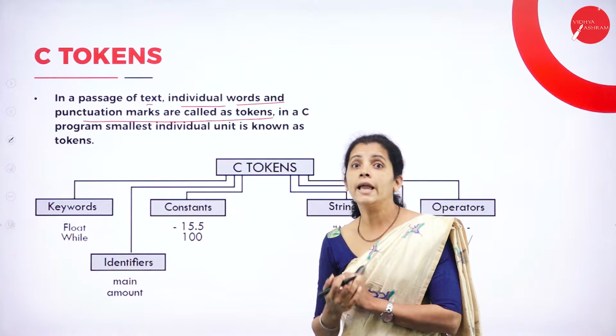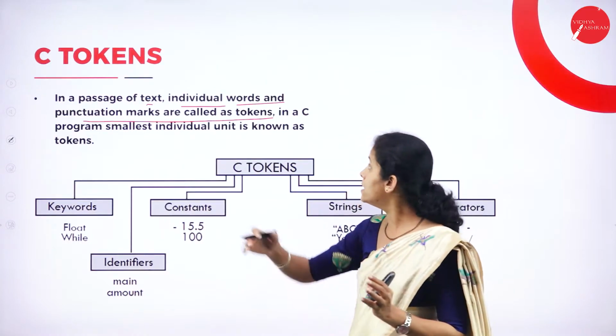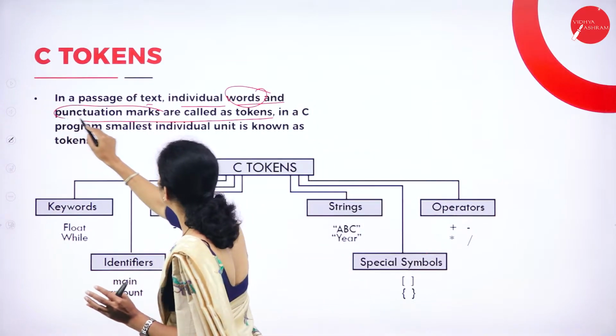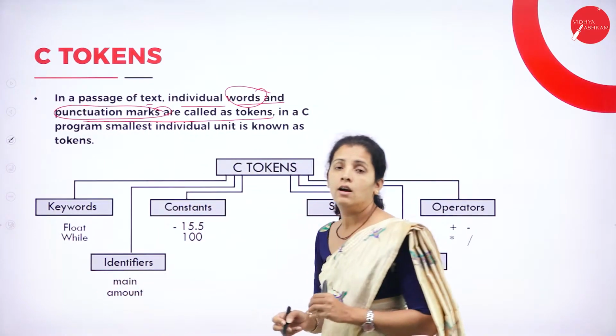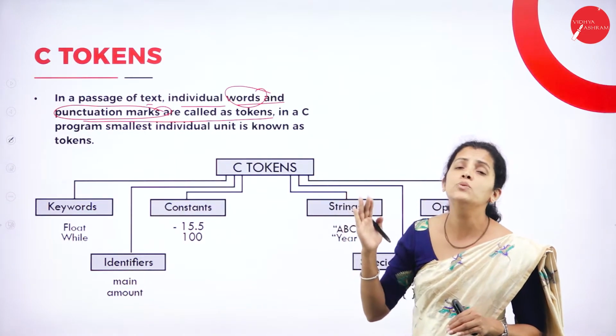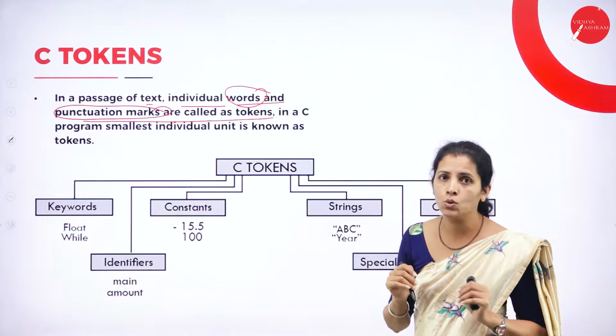If I consider the English language, then individual words as well as punctuation marks are called tokens. If I consider a programming language, then the smallest individual units are known as tokens.